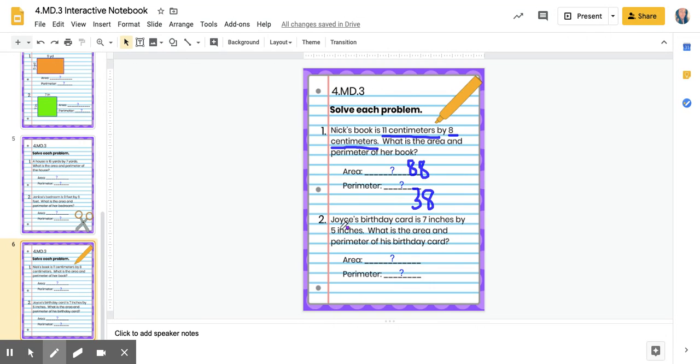The last question, Joyce's birthday card is 7 inches by 5 inches. What is the area and perimeter of her birthday card? Area formula, length times width. So the length is 7, the width is 5. 7 times 5 is 35. And remember, that's in square inches. And the perimeter would be 7 plus 7 plus 5 plus 5, which would give me 24 inches.